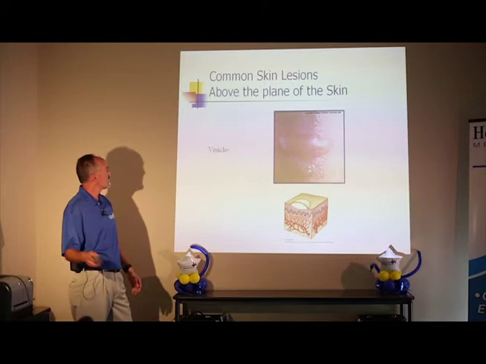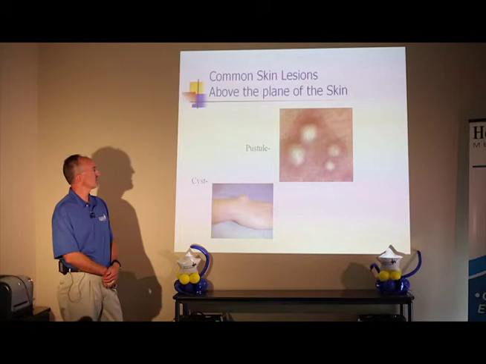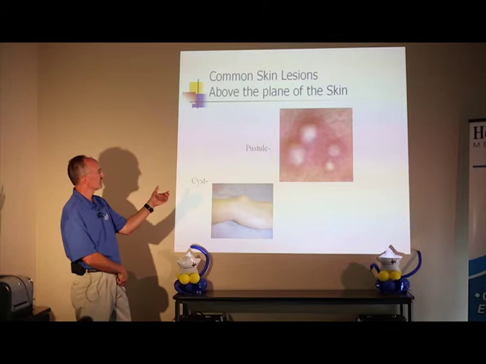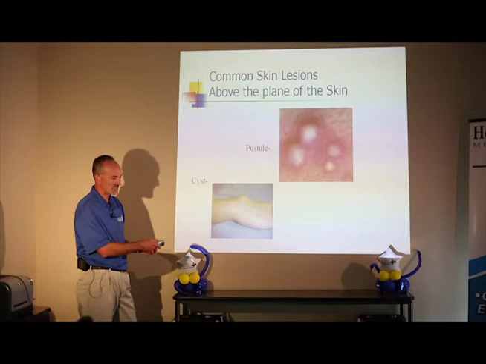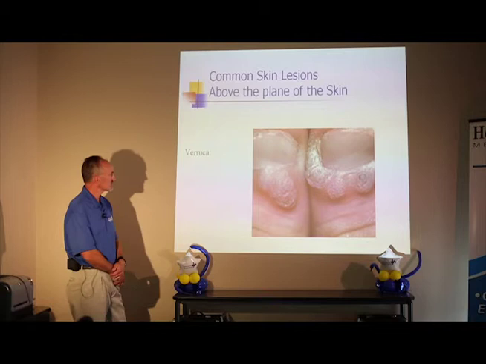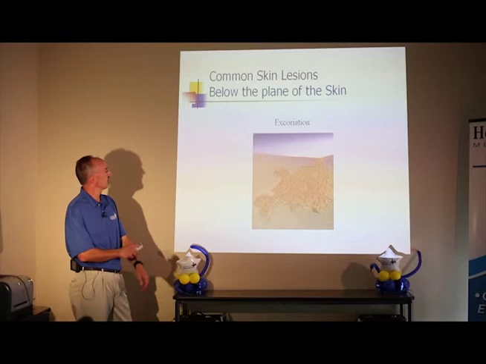The one on the right upper is a pustule, which is basically like a pimple. It comes to a head like that, and then it usually drains shortly thereafter because the pus is about to come out of the skin. And the one here on the bottom is a cyst, like a ganglion cyst. This is a wrist with a ganglion cyst that needs to either be aspirated or drained, or it can be surgically excised. These are just some warts. And this is just an area of scratching called excoriation.